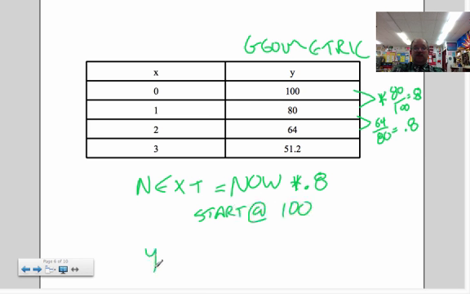So to write the explicit formula, I'm going to go with the thing that I'm repeatedly multiplying by. I'm repeatedly multiplying by 0.8. I'm going to raise that to the x power. And then the thing that I'm starting at, 100. So I'm going to take 100 and repeatedly multiply it by 0.8 until I get where I want to be. Okay?